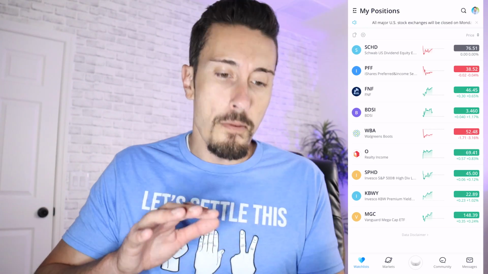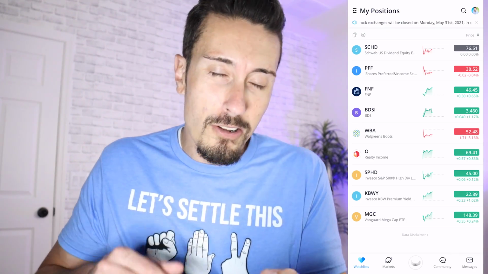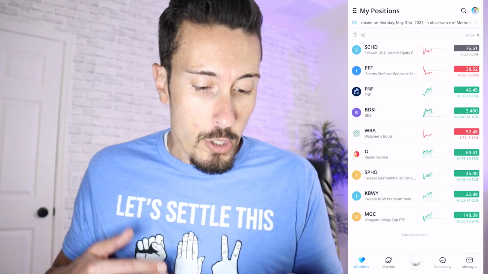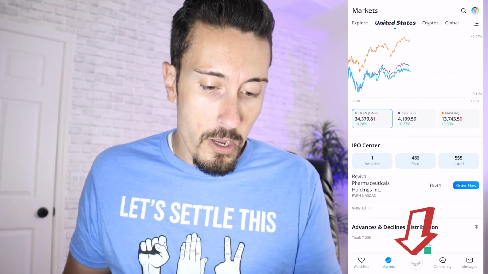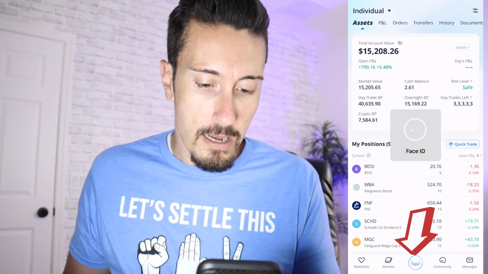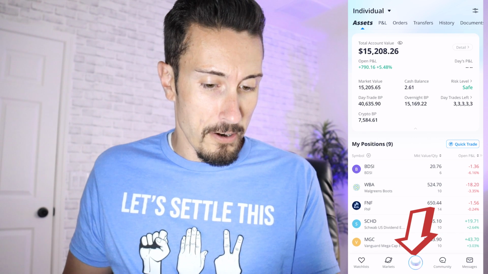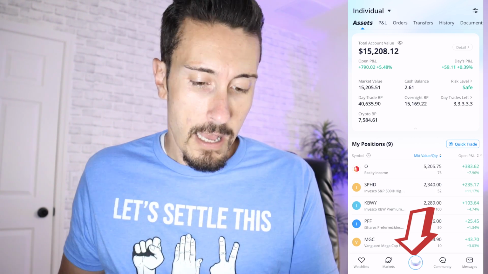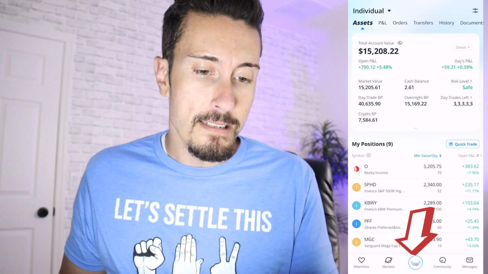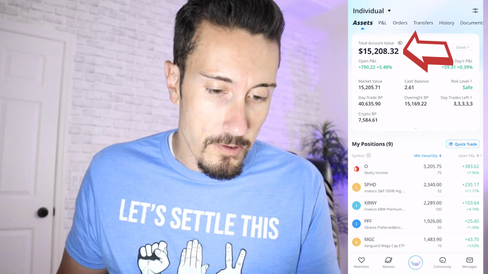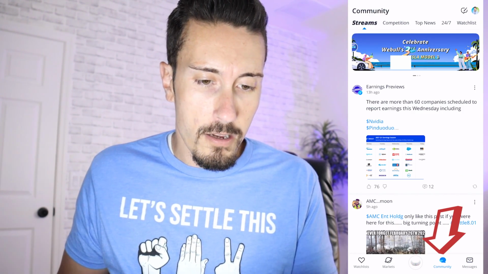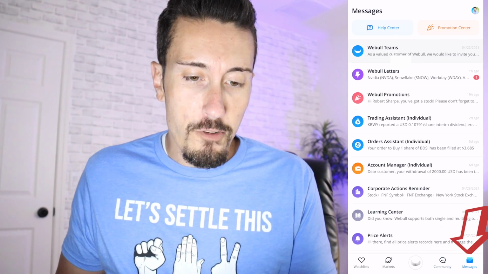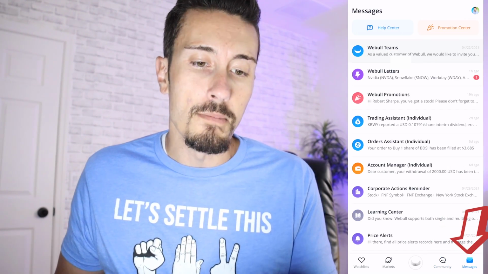So here we are on the main screen. You can see down below here, things don't look all that different. You have the watch list, you have the markets, you have your portfolio, which is indicated by that little bull thing in the center that is lighting up. And you can see my portfolio balance currently sits at $15,208 here in Webull. You have the community tab where you can learn from others, you can talk, you can do all that kind of good stuff. And then you have your messages that you can look at when it comes down to Webull.